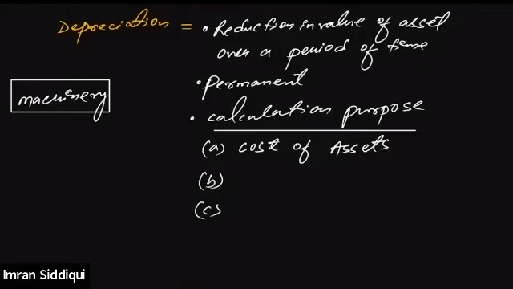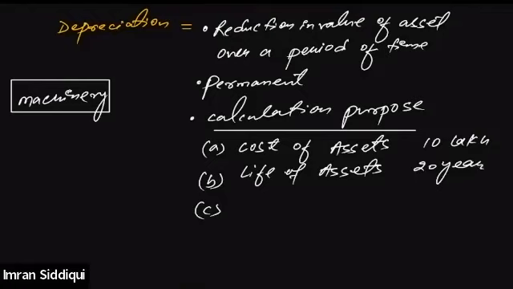Let's suppose this machinery was bought for rupees 10 lakhs. The cost of asset was 10 lakhs. Then we should have information about the life of this machinery. Let's presume that this machinery will last for around 20 years. The life of this machinery is called the life of asset. It will be 20 years.